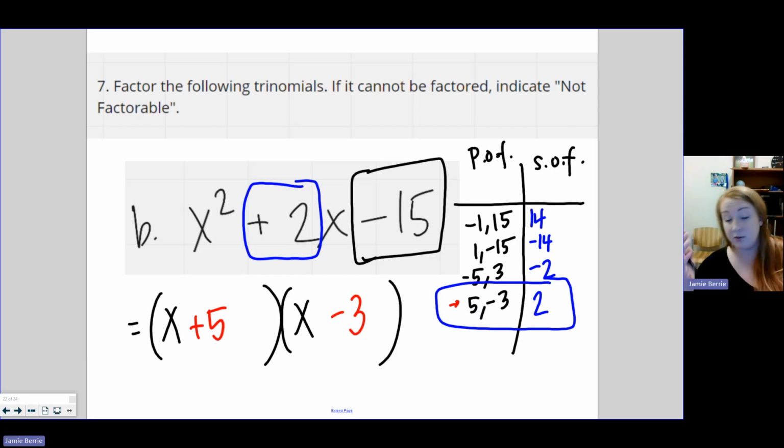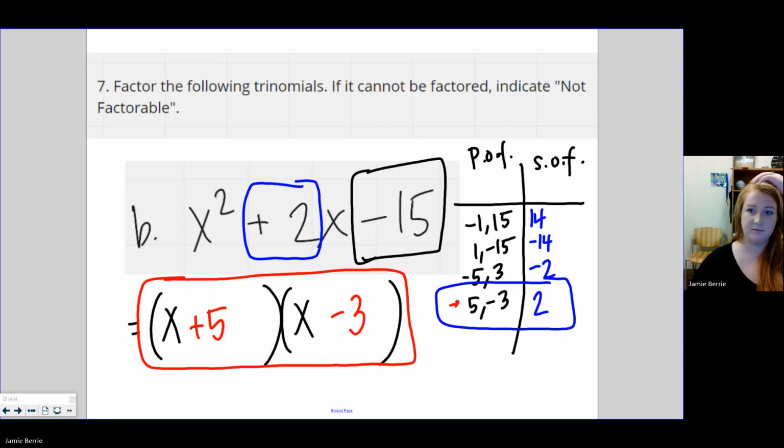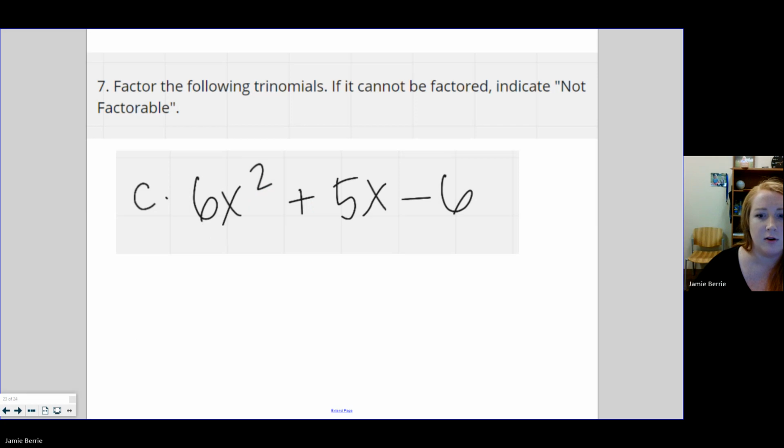You can check your answer on these. You just FOIL this back out, and you would get back to that x² + 2x - 15. That's your final answer. All right, so whenever you have a leading coefficient of 1, we have this pretty straightforward method for factoring. Let me see if I have any more. No, we're jumping into the more complicated ones now.